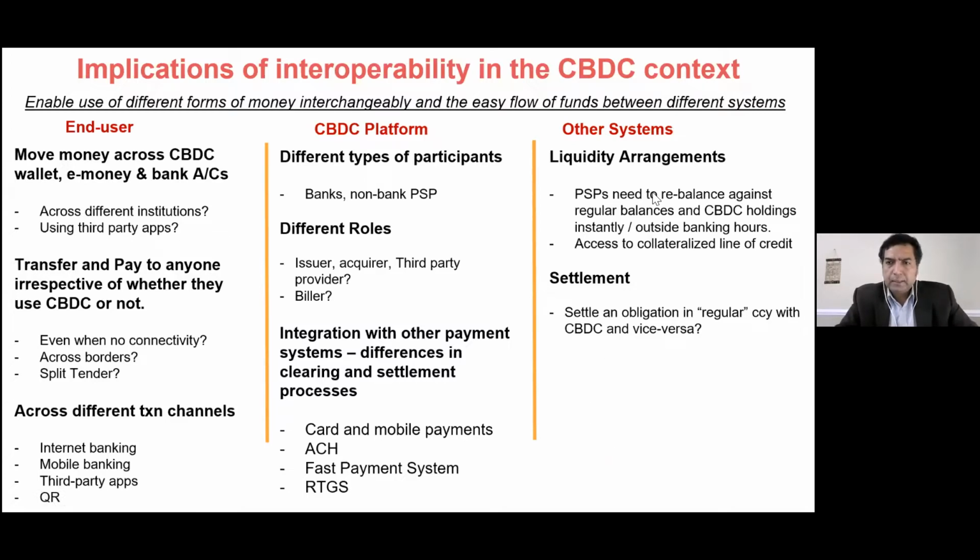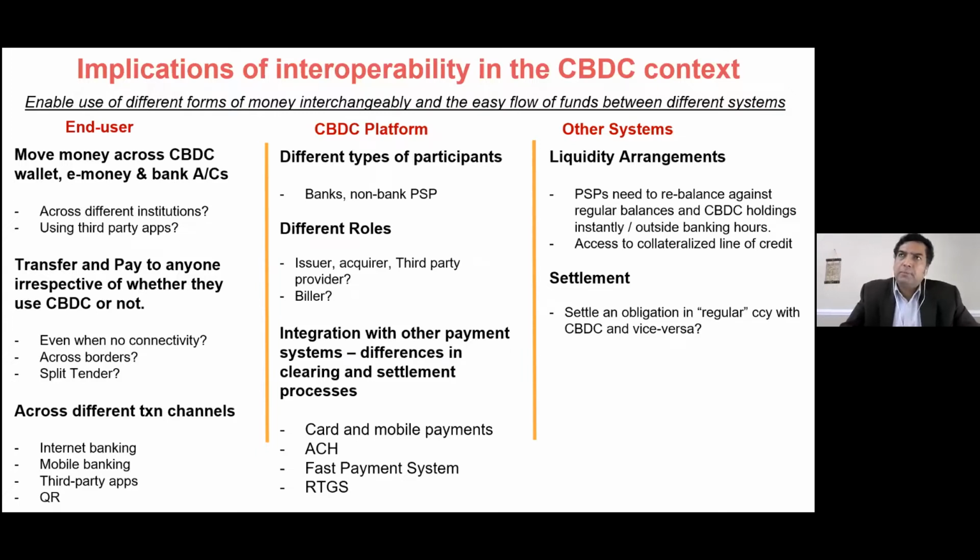Then if you look at the other systems which could be impacted if interoperability is to be achieved when CBDC is introduced, one is to look at the liquidity arrangements. The payment service providers will need to rebalance their regular balances and CBDC holdings almost instantly. And then one also needs to think about what happens outside banking hours. If the RTGS is closed because of banking holidays, and the PSP needs access to more CBDC because their customer has now received CBDC and they need to be able to account for that, or there are more customers who want access to CBDC, what will the PSP do? They will need to be able to move money from their main account with the central bank to purchase CBDC and then distribute that. So there's that dimension which needs to be looked at.